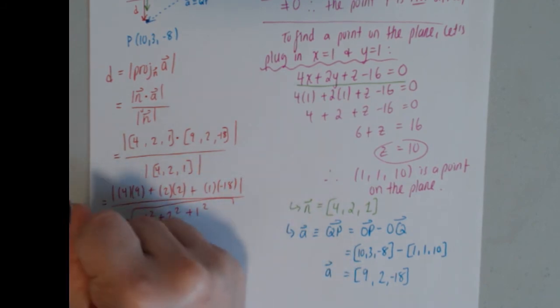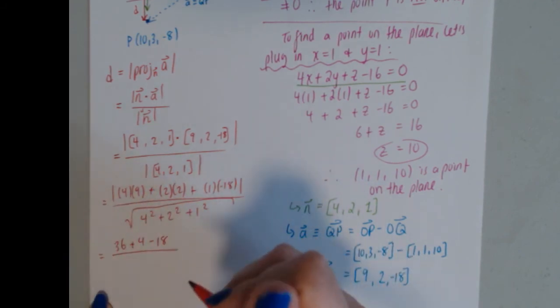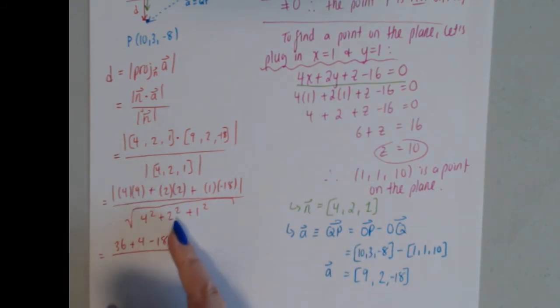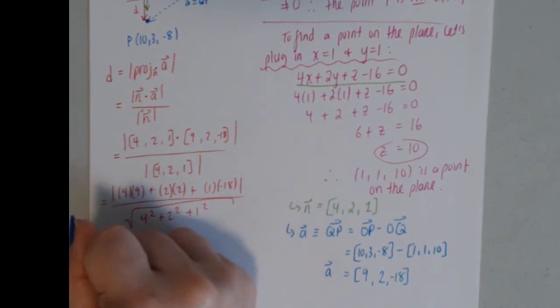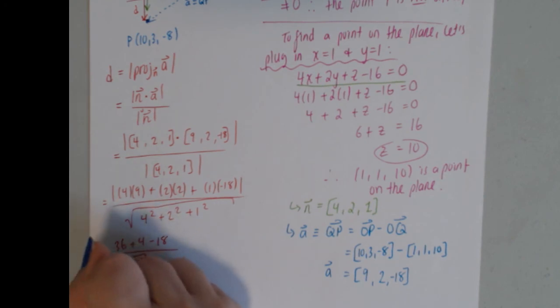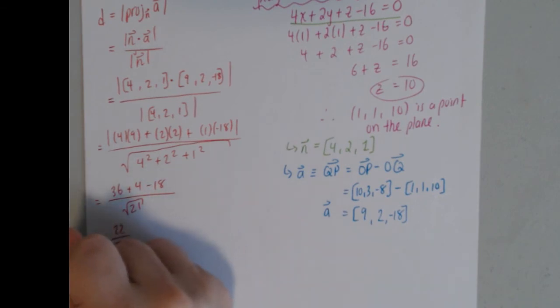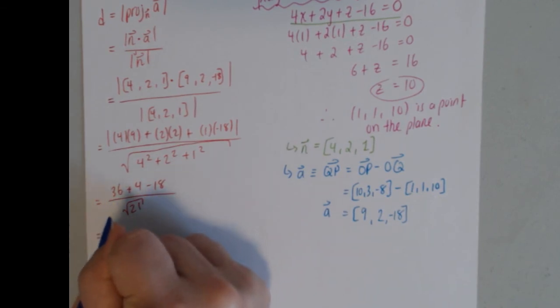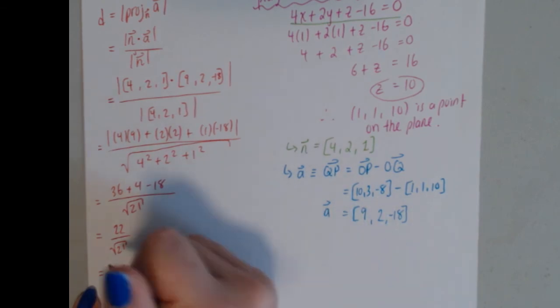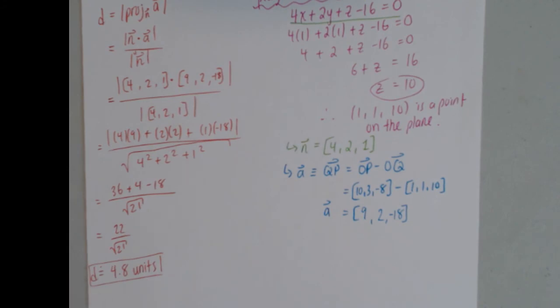That's going to be the square root of the sum of the squares of the individual dimensions. So 9 times 4 is 36, 2 times 2 is 4, negative 18 times 1 is negative 18. On the bottom we have 4 squared, that's 16, plus 2 squared, which is 4, that's 20, and then plus 1 is 21. So divided by root 21. 36 plus 4 is 40, minus 18 is 22. 22 over root 21. I just like getting it in exact form before I fully compute it. And so that becomes 4.8 units. That's approximate, not exactly 4.8, but approximately 4.8 units is the distance.